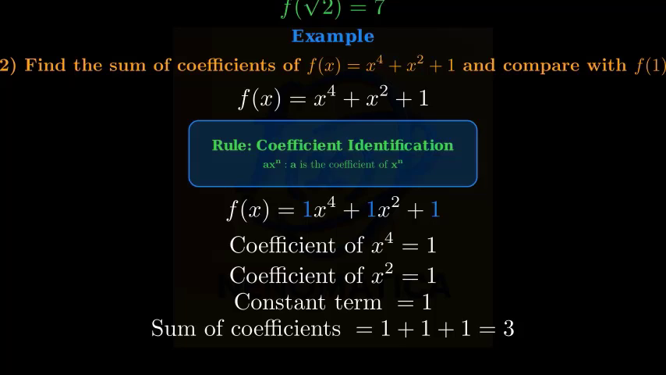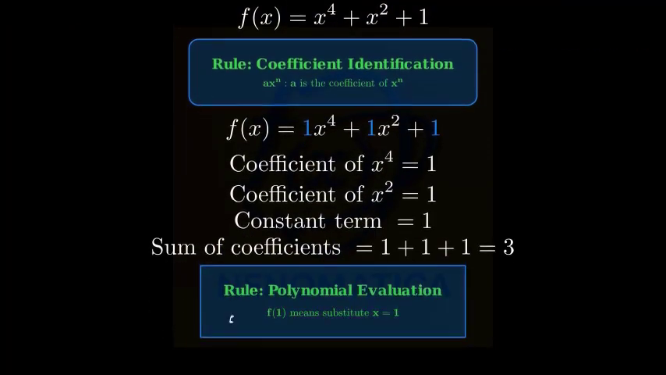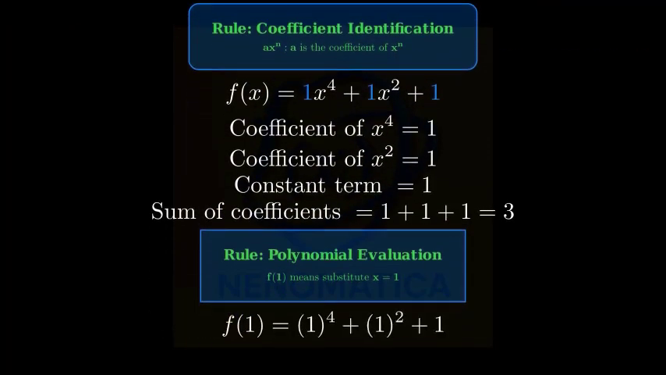Now, let's evaluate f of x at x equals 1 and compare it with our sum of coefficients. When x equals 1, we have f of 1 equals 1 to the fourth power plus 1 squared plus 1.